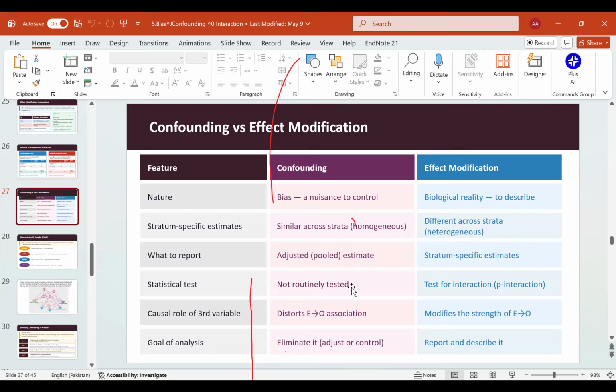As for statistical tests, confounding is not routinely tested, but a test for interaction, or p-interaction, is done for effect modification. Causal role of the third variable: in confounding, it distorts the exposure to outcome association. In effect modification, it modifies the strength of the exposure to outcome association. The goal of analysis is to eliminate it in the case of confounding by adjusting or controlling for it. And for effect modification, it is to report it and describe it.